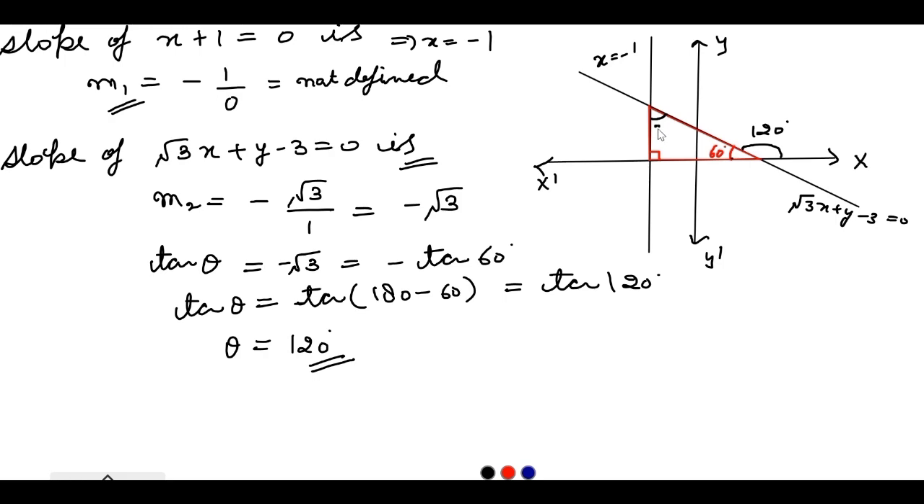It means this angle is 30, and this angle is the angle between the line x is equal to minus 1 and this line. We cannot find the angle between these two lines by formula because the slope of the first line is not defined. But looking at the figure, we can find the angle between these two lines, that is 30 degree.